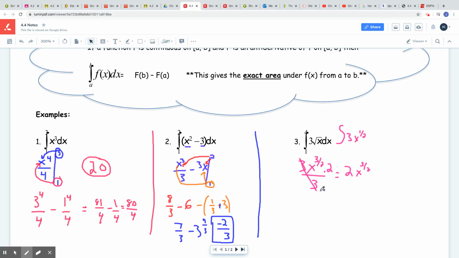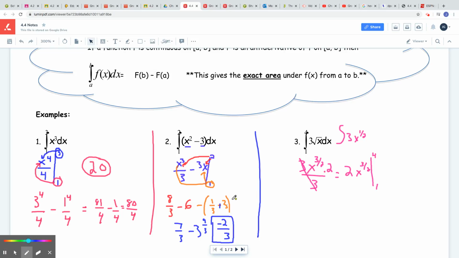2x to the 3/2. The reason you don't put 3/2 is because that'd be a complex fraction. You take the reciprocal of the exponent, so the 2, which is on the bottom, goes on top, and the 3, which is on top, goes on the bottom. Those 3's cancel. Or you could do 2 times 3 is 6, 6 over 3 is 2. Same thing. And now we're going to plug in 4, and we're going to plug in 1.